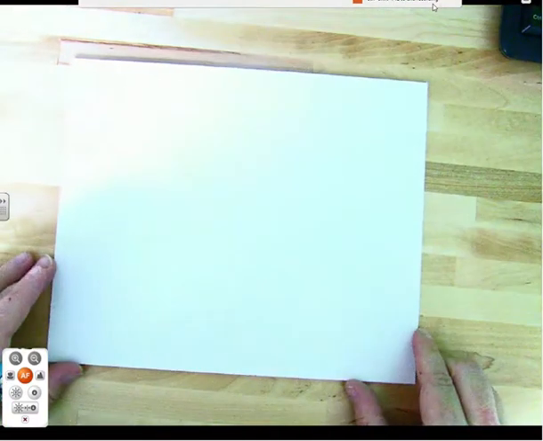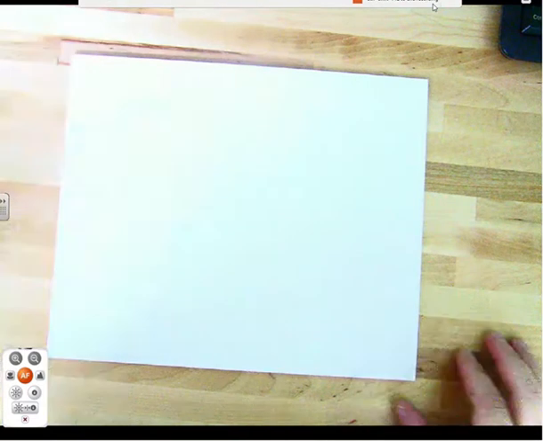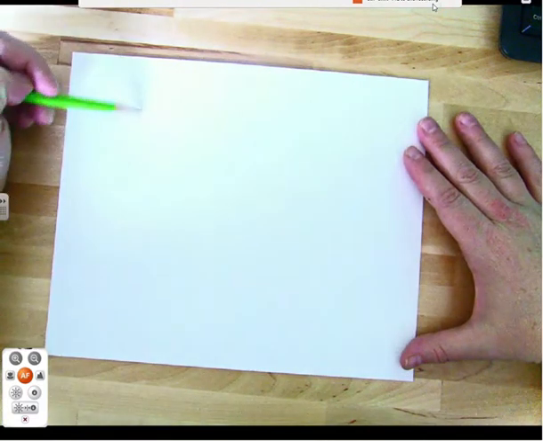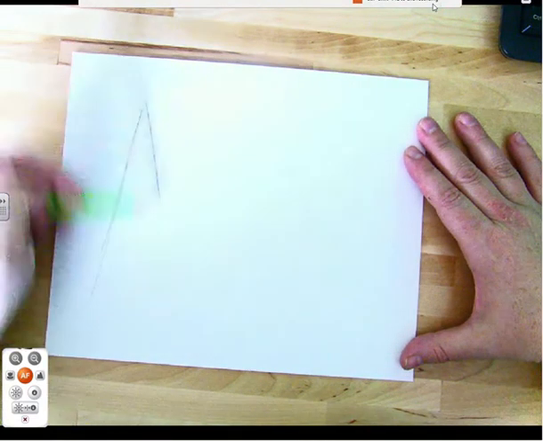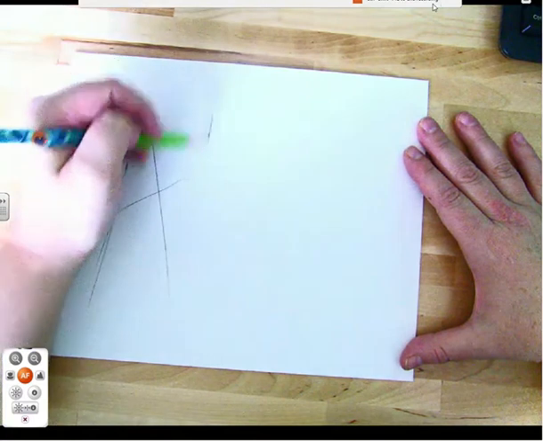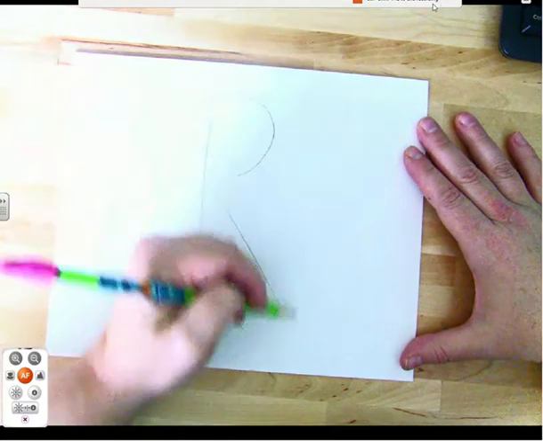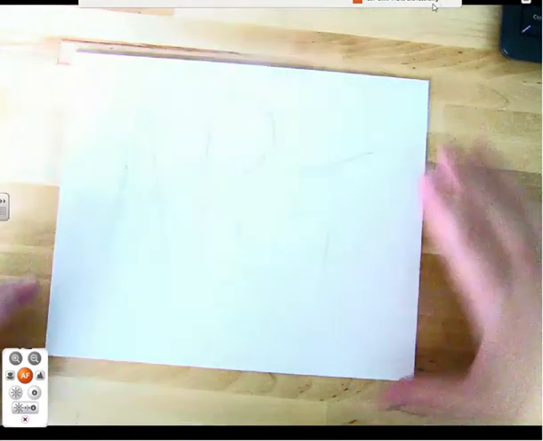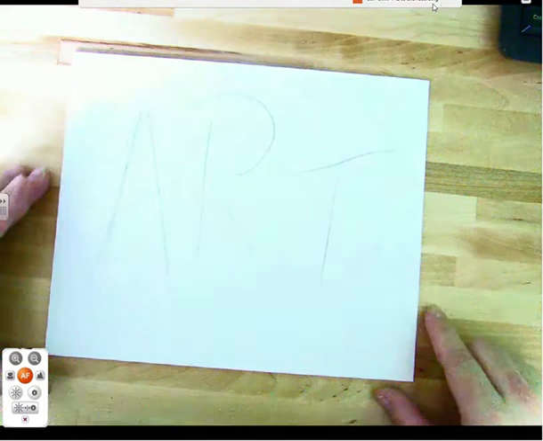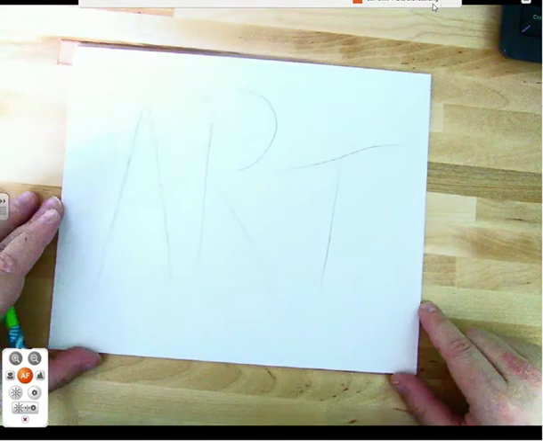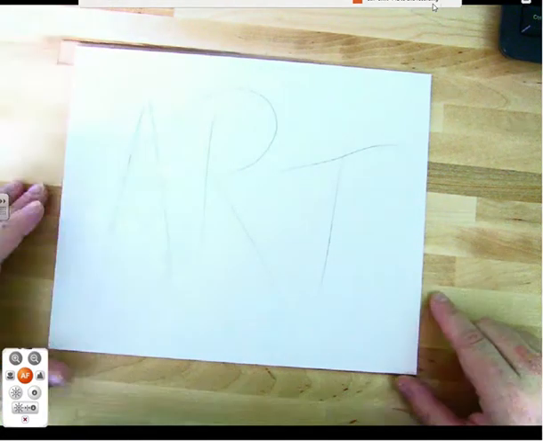So here's my piece, and if you're working in class, I'll just give you a piece of paper. And I'm going to start just by sketching out the word art, just like I was writing the word normally. One thing, you don't have to make your letters in the line. You can make some taller and some shorter. So here's my representation of the word art. It was a simple sketch.